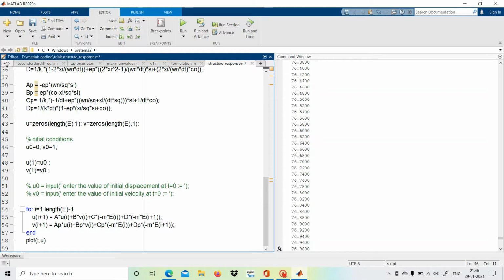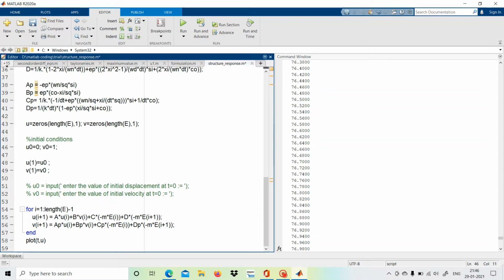u1 is known to us, we have just seen it, and e1 is also known to us. The earthquake data is known to us, and the earthquake data of the second value, that is e of i plus 1, is also known to us. So all the values are known, so for i equals 1 we will get u2 and v2. Then the second loop will act, i becomes 2, and u3 and v3 will be known, and then this becomes u2, v2.